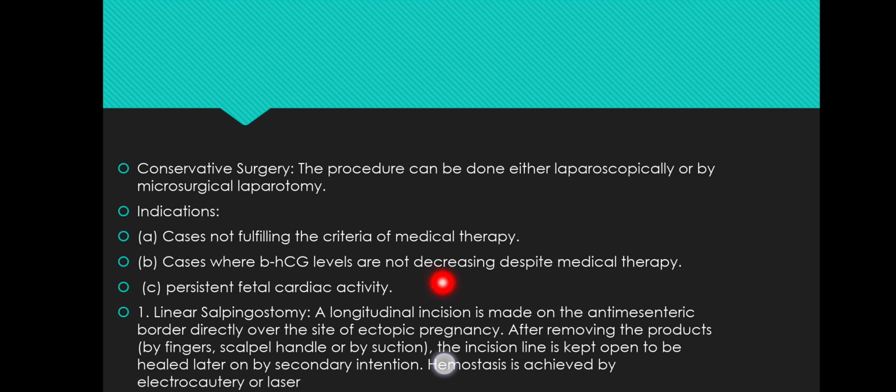Then you can also do a linear salpingostomy. So salpingostomy, this is where we have a longitudinal incision which is made on the antimesenteric border directly over the site of the ectopic pregnancy.